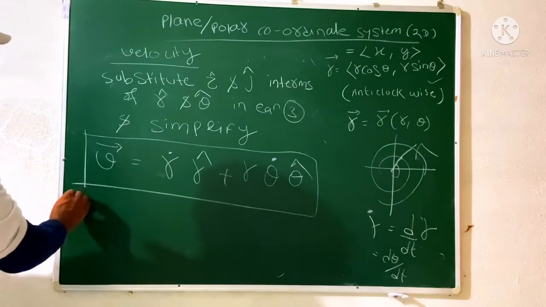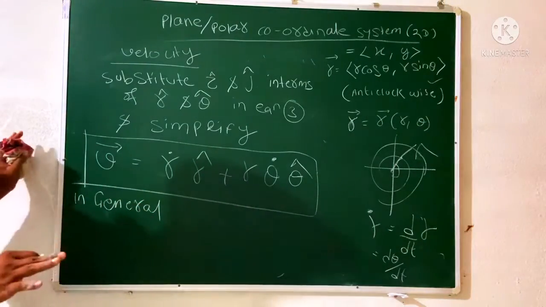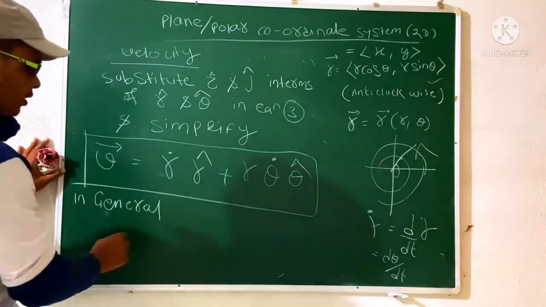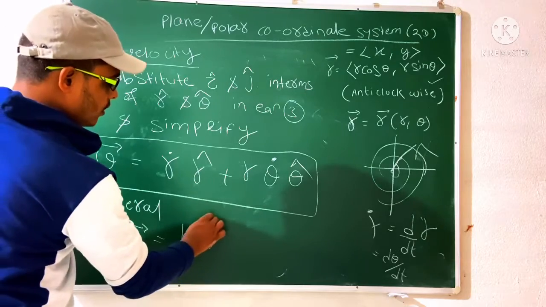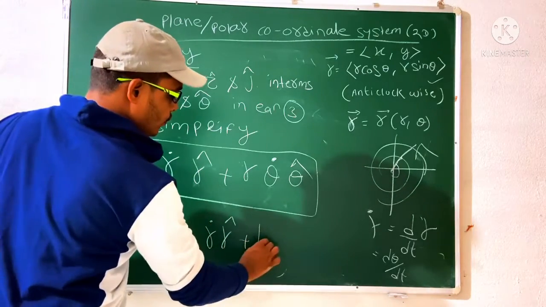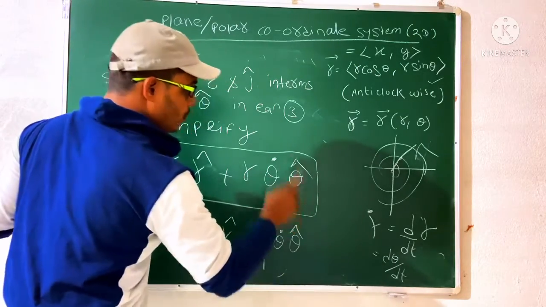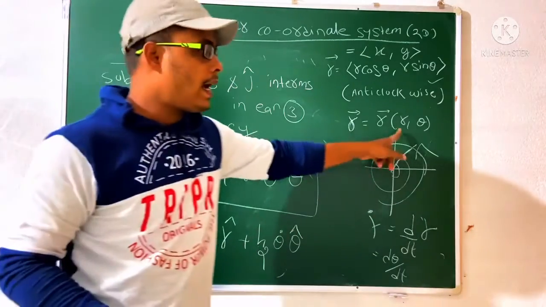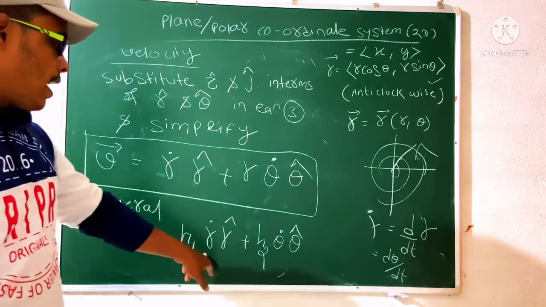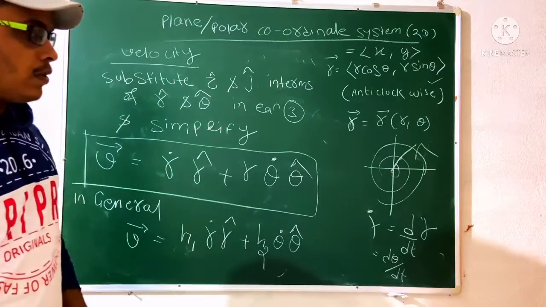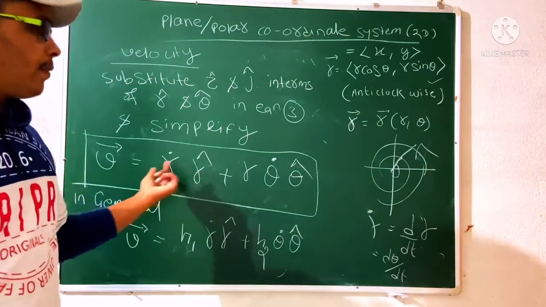So what happens in the general case? For any coordinate system, that may be 2D, that may be 3D, remember your V will be h1 r dot r cap plus h2 theta dot theta cap. Remember we are doing 2D, so the variables are r and theta. Just multiply r dot r cap by h1. What is h1 here? h1 is 1 and h2 is r, as we have previously discussed. Substitute here and you will obtain this.